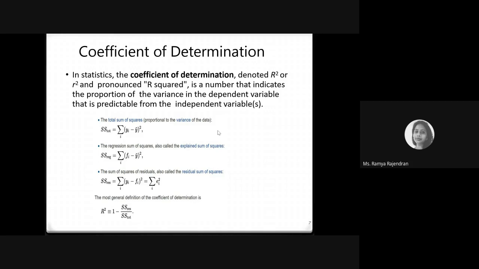So with these formulas we found the total sum of squares, regression sum of squares, and residual sum of squares. To find the coefficient of determination, we substitute the sum of squares of regression divided by the sum of squares of total, and then subtract that value from 1 to get the coefficient of determination value. So, got it.